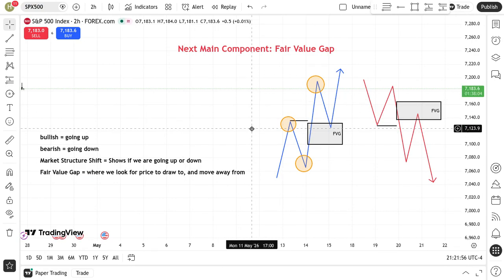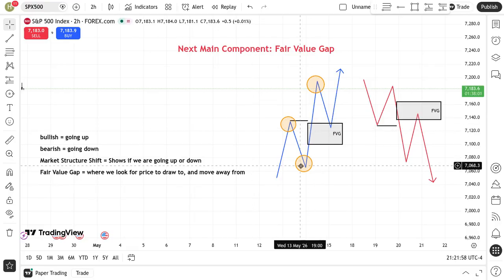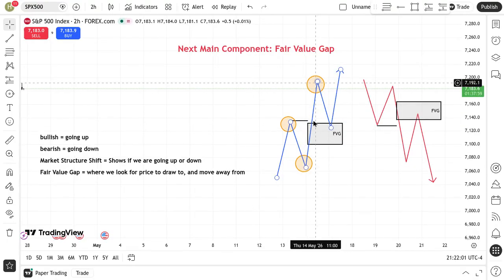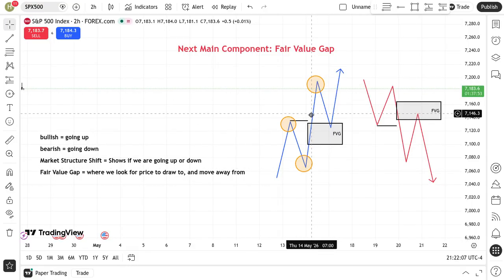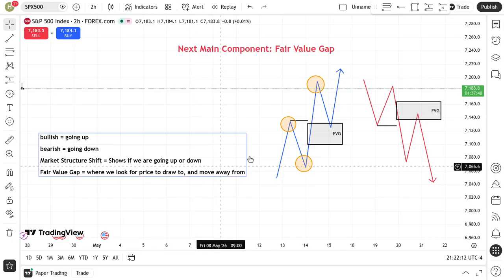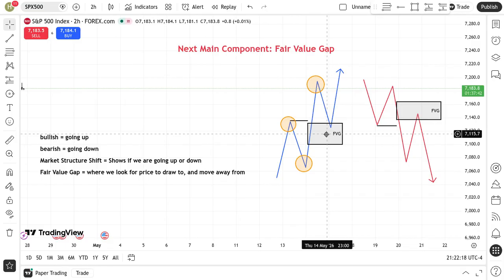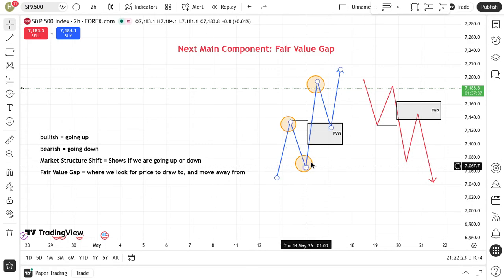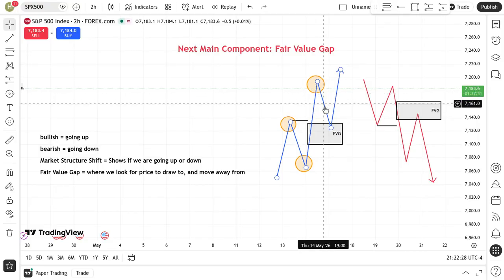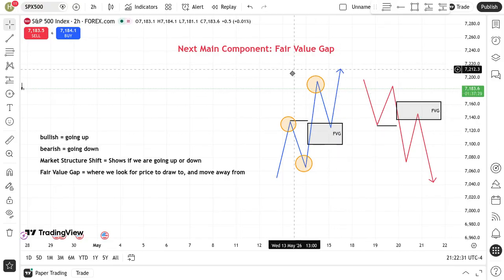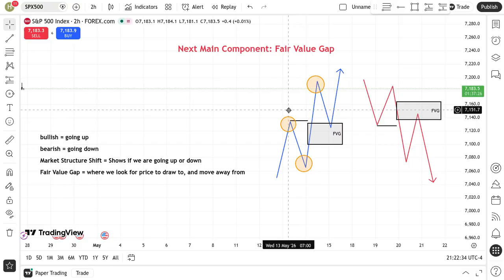Now we'll take into account where the fair value gap comes into play. So when price breaks structure between this low and the new high that it created or is creating, there is usually something called a fair value gap in between. Remember, this is where we look for price to draw to. So we're looking for price, after it breaks this high, to come into the fair value gap and then move away from it, meaning it will move up. Because in this scenario, we are bullish, means we are going up. That means we use gaps for price to draw into and move away from to continue going up. And this will make more sense probably a little bit later on.